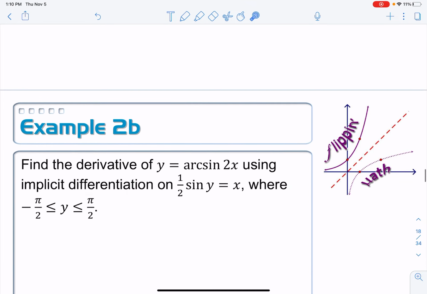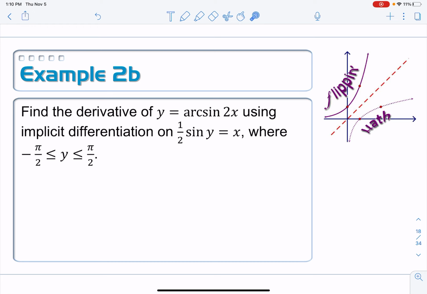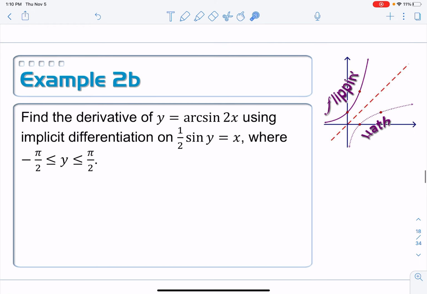Now, I am going to try the same kind of thing on the arc sine of 2x. So notice that this is like a composite function here. If you knew its derivative rule, you could just apply the chain rule to it, but I'm taking the derivative of this implicitly. And once again, I'll take you through the steps. y is equal to the arc sine of 2x. I don't have a formula just yet for the derivative rule for arc sine, so instead I'll take the sine of both sides.